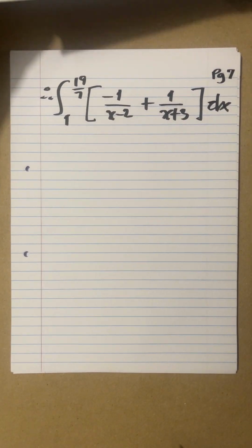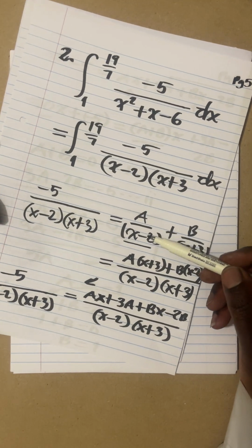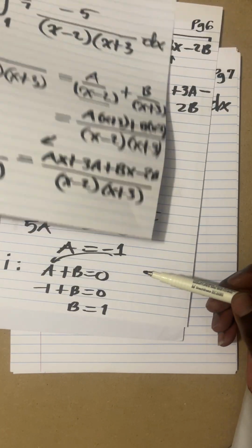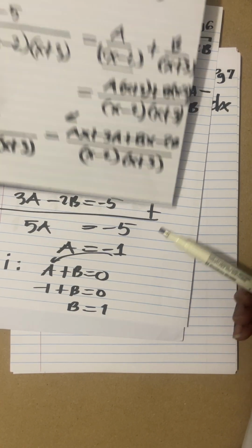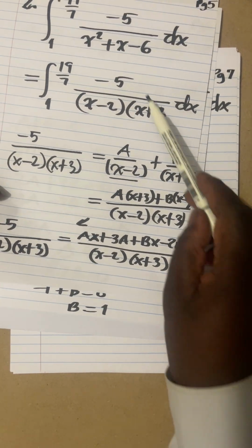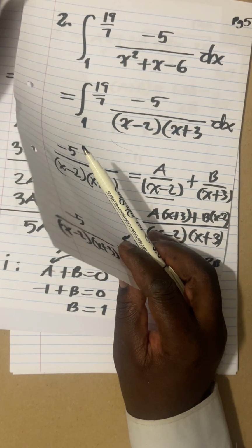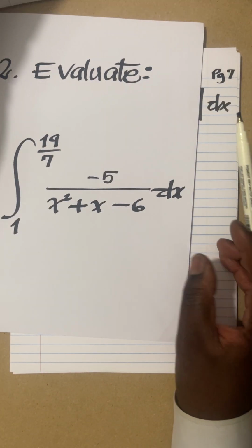Now, this has been changed. Remember, a is minus 1. We got a as minus 1. Here it is. A is minus 1. And b, we got it as 1. So we have to change that to minus 1 and 1 and put it in there as shown here on this page.